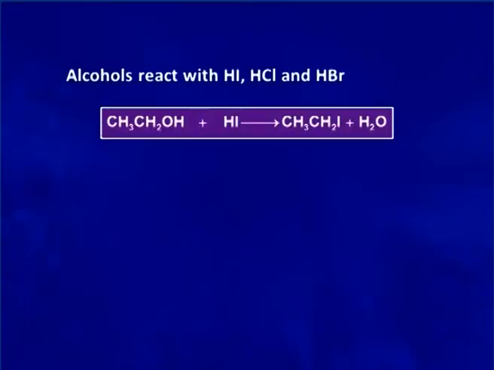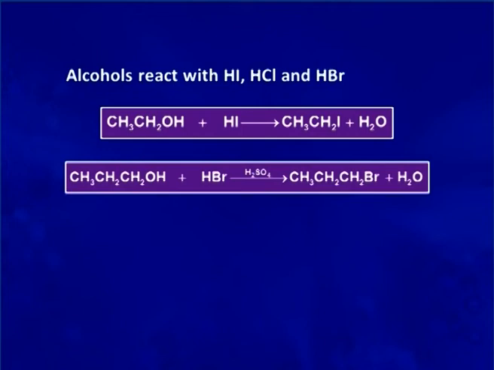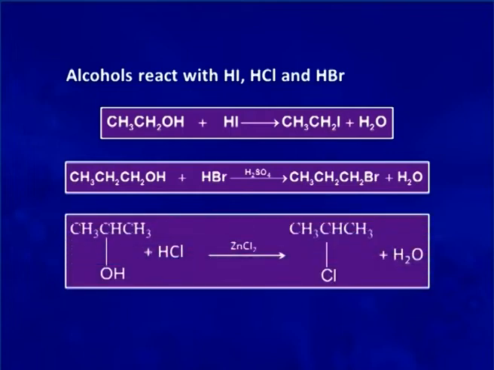Here HI is reacting with primary alcohol to form ethyl iodide, but if we are using HBr, the reaction conditions are a bit drastic, that is, we are using sulfuric acid. And if we start with HCl, which is least reactive towards alcohol, then we see that we have to use zinc chloride as a catalyst to undergo this reaction.